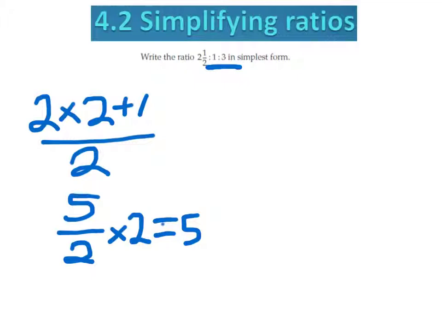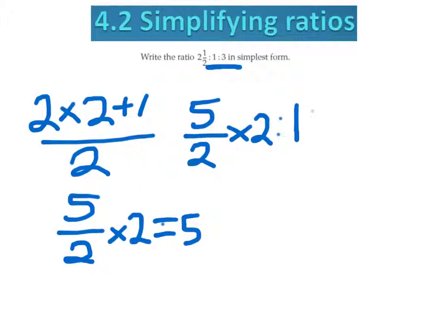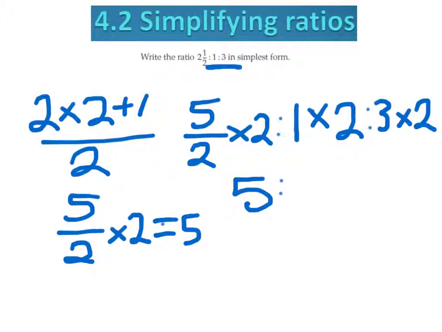So I now have 5 over 2 times by 2, and with the ratio I times the 1 by 2 and times the 3 by 2. The twos here will cancel each other out, so I get a ratio of 5 to 2 to 6, because 1 times 2 is 2, and 3 times 2 is 6. And that's the end of that ratio there. That's how we do that one.